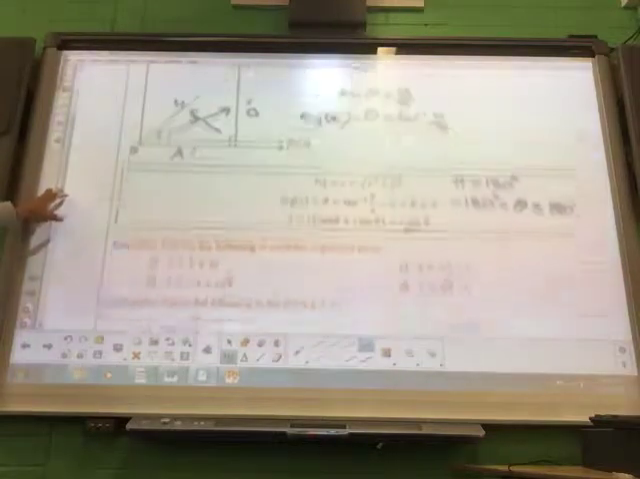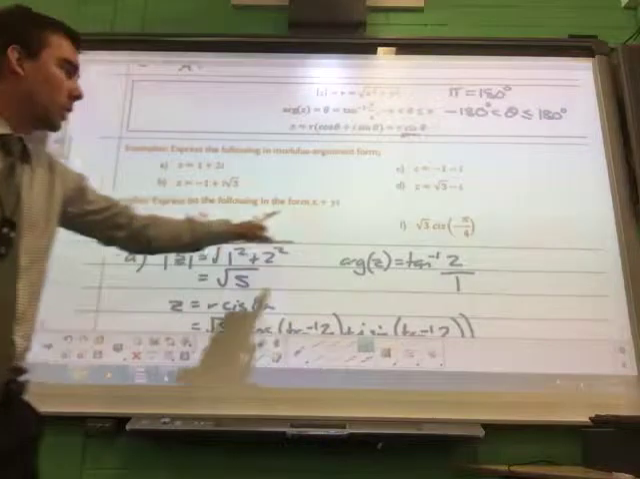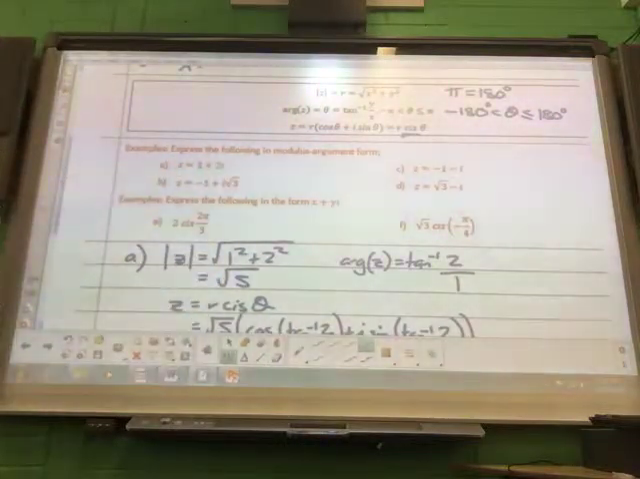Right. Now we have two numbers in modulus argument form. We now need to convert them back to Cartesian or complex number form, so the x plus yi. So 2 cis of 2 pi on 3.